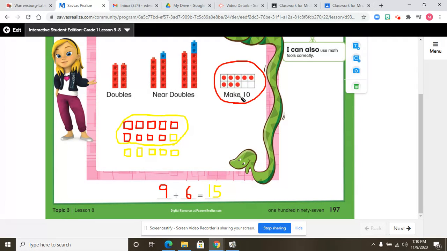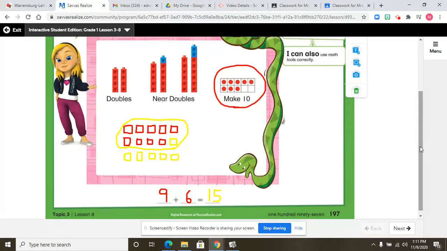You don't have to make 10. If you feel more comfortable with near doubles facts or using doubles facts, or you get a choice of your own way, you can choose that too if you have an easier way to solve these problems. Okay? If you're done with that page, please turn to the next page.